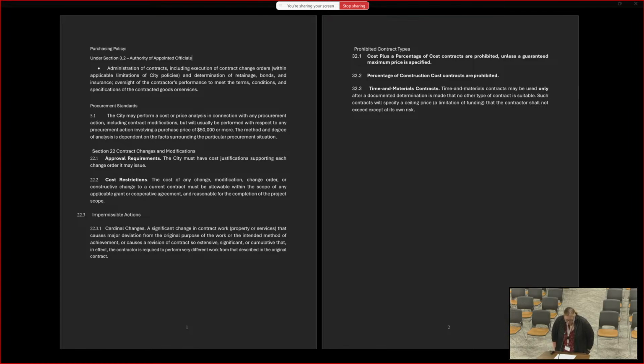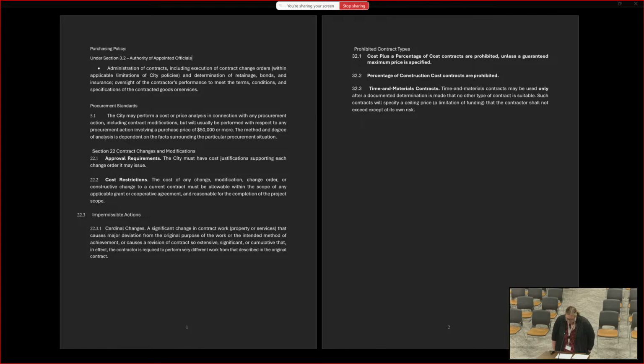And then also in section 22, it talks about specific changes. A significant change in a contract that causes major deviation from the original purchase of the work or the intended method of the achievement, or a revision that is so extensive, significant, or cumulative that in effect the contractor is required to perform very different work from that described in the original contract. So that means that we really can't just change the contract if it really is that significant. We really need to do a new contract. That's kind of what that says.